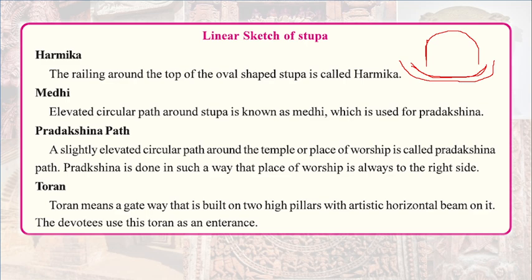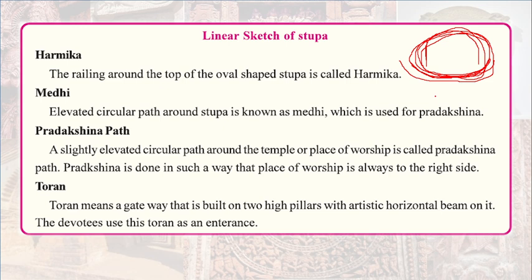Third is the pradakshina path. This pradakshina path is used to walk around the stupa. When we start walking, the worship place is always on the right side of your body. So we can say we walk clockwise. When we start from here, you will go from right to left. This is the pradakshina path, where you have to move around the ashes of Lord Buddha.